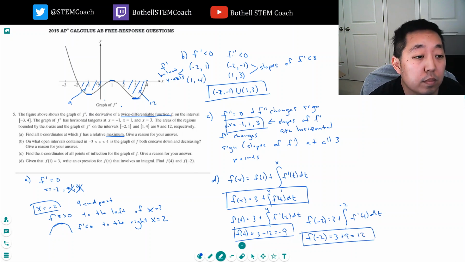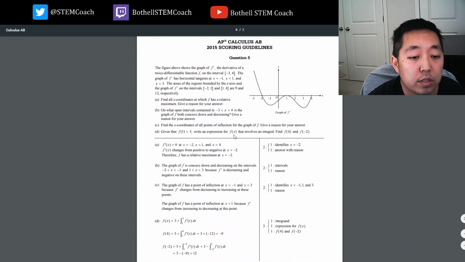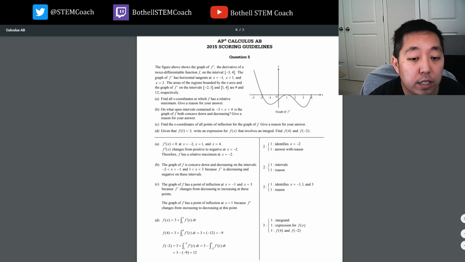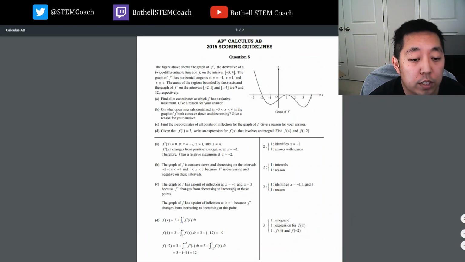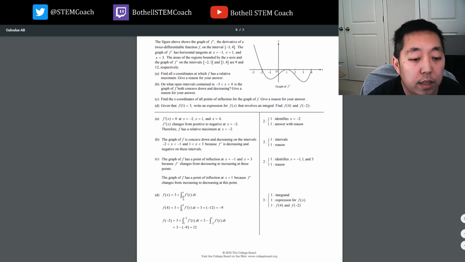Okay. All right, let's look at the scoring guidelines. Relative max at x equals negative 2. Negative 2 to negative 1 and 1 to 3. Yep. The graph has a point of inflection at x equals negative 1 because f changes from decreasing to increasing. Has a point of inflection because f prime changes from increasing to decreasing. Okay, the sign changes. I don't really know if you have to justify. So all 3 of the points are. Identifies that and gives a reason. And then f of 4, that looks right. f of 4 is negative 9. f of negative 2 is positive 12.